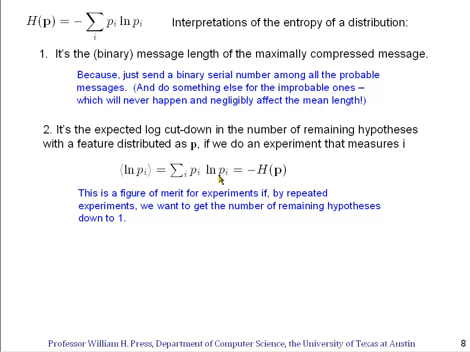Okay? So what's the ideal distribution of outcomes for the best possible experiment? If you think about it, you'll see it's the expectation value of the log of the pi, and that's just pi times log pi, which, except for a minus sign, is just the entropy. So the entropy is a figure of merit for which features you should try to measure. You should try to measure the feature whose outcomes are most uniformly distributed, because the uniform distribution of outcomes has the maximum entropy.